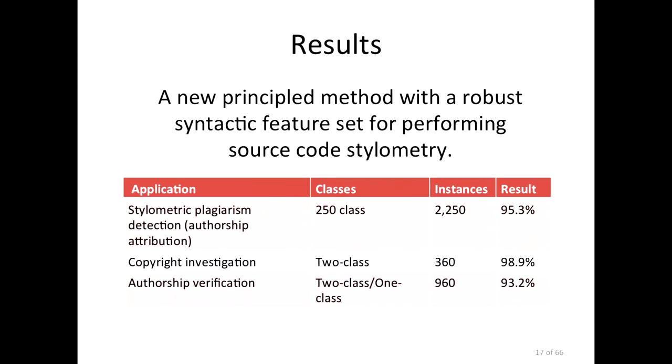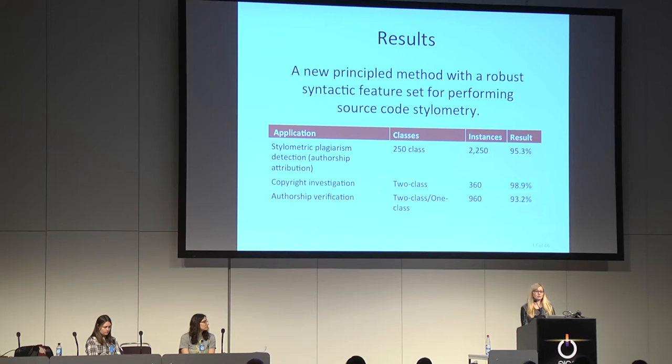And here's a summary table of our main results. You can see that with the 250-class author task, we get 95% accuracy in identifying them. This is a very high accuracy compared to previous work, and it indicates that we introduced a new principled method with a robust, syntactic feature set for performing source code stylometry, which has not been done before at this scale and in this way.